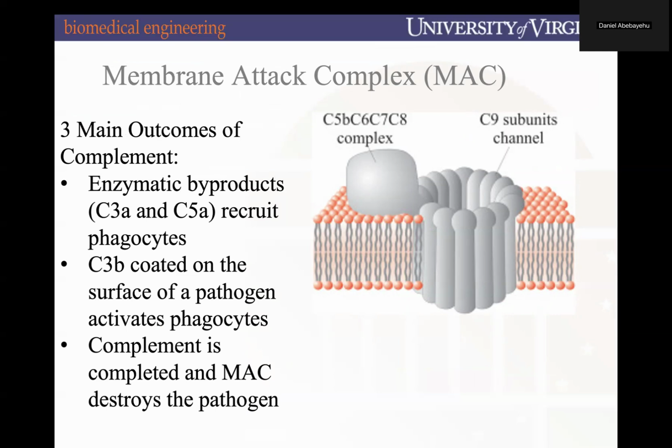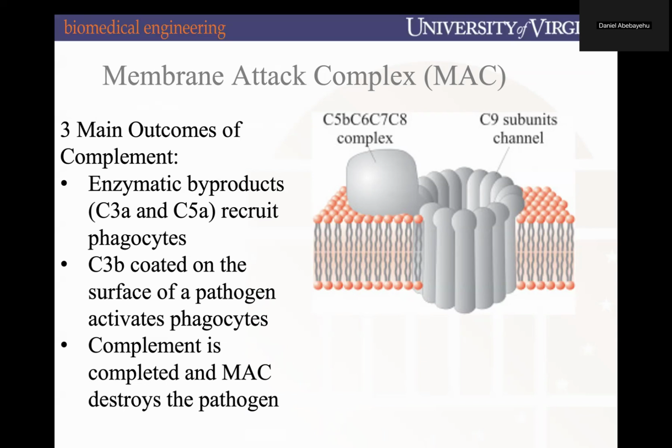That leads to the cleaving of C5 into C5a and C5b. C5a is also an anaphylatoxin. So there's the recruitment of immune cells by these anaphylatoxins, C3a and C5a. We have C3b on the surface that serves as kind of like a signal for phagocytes that are being recruited to now come and eat this pathogen.